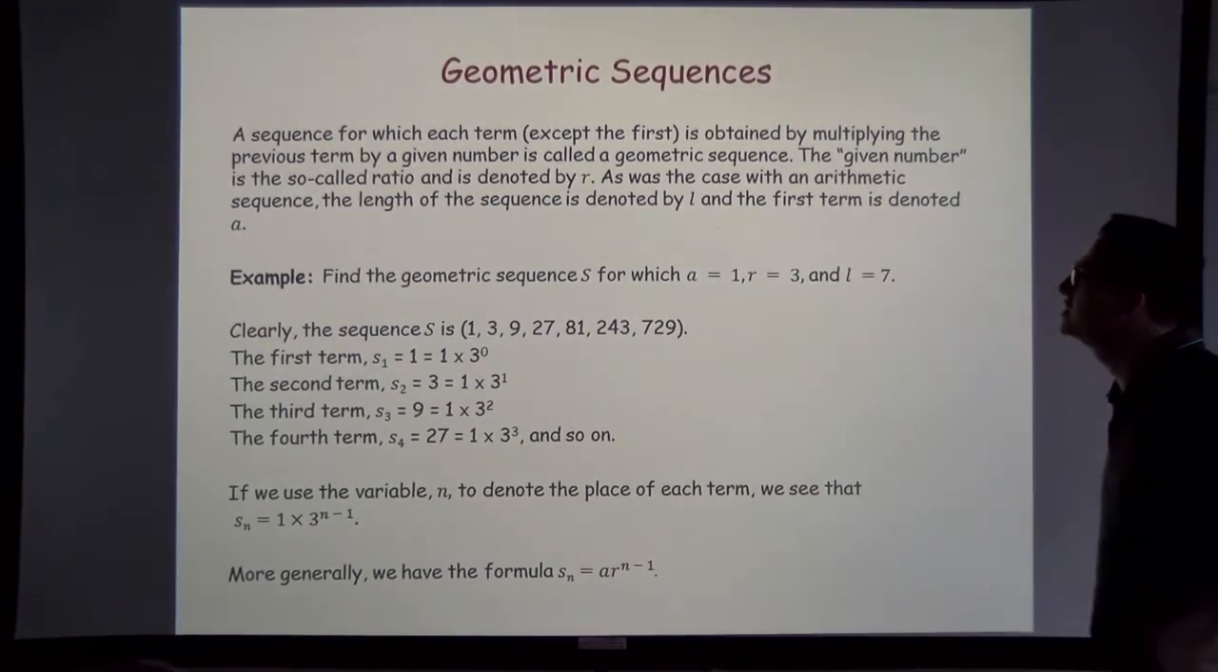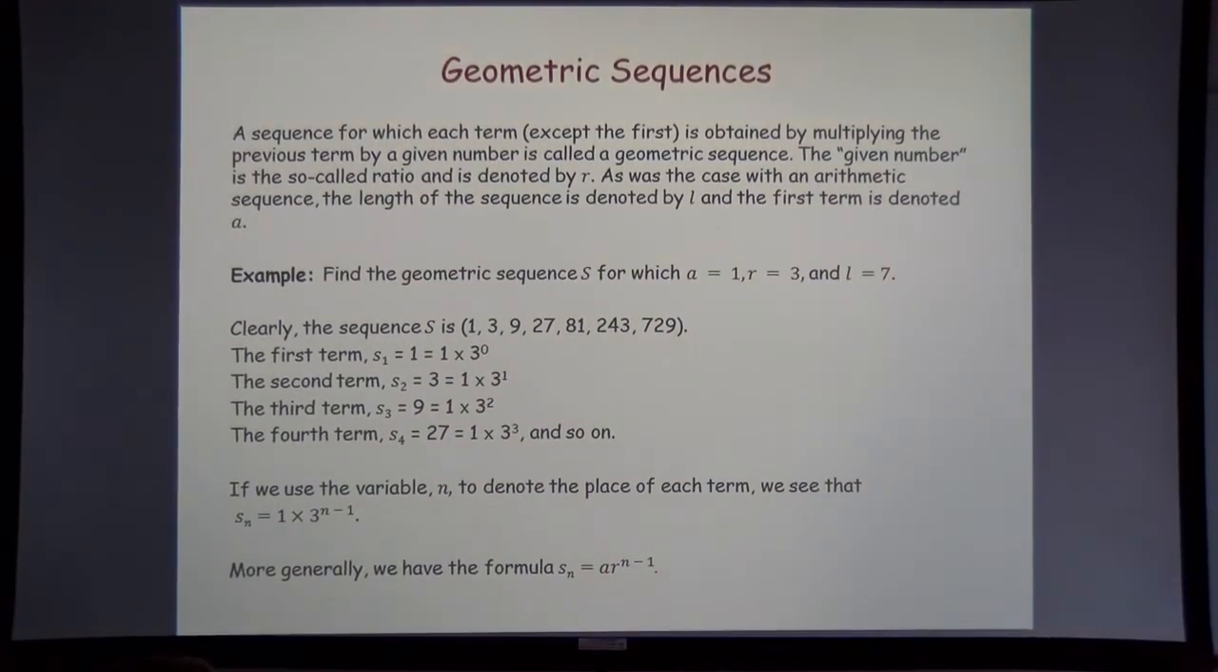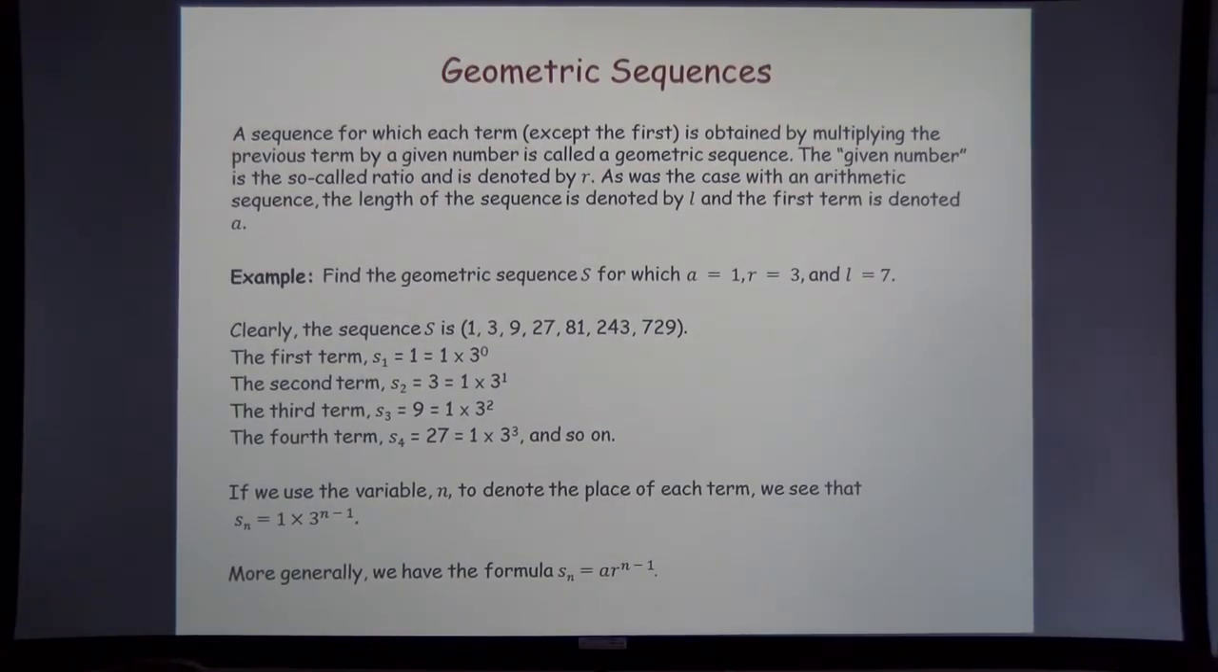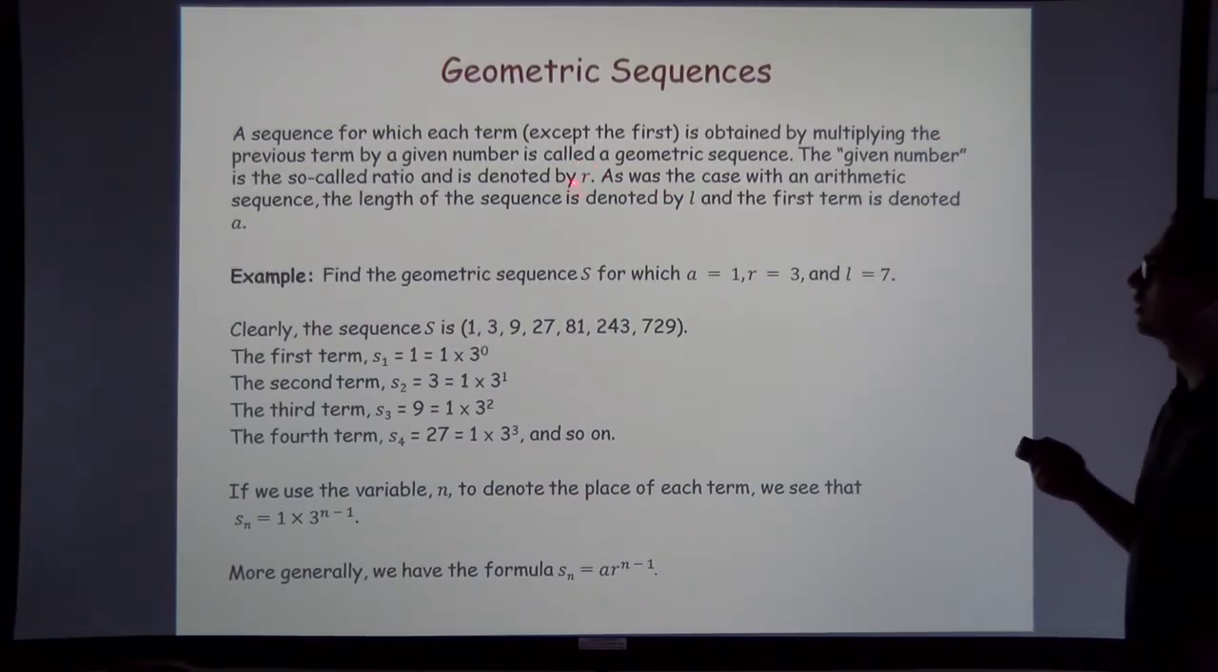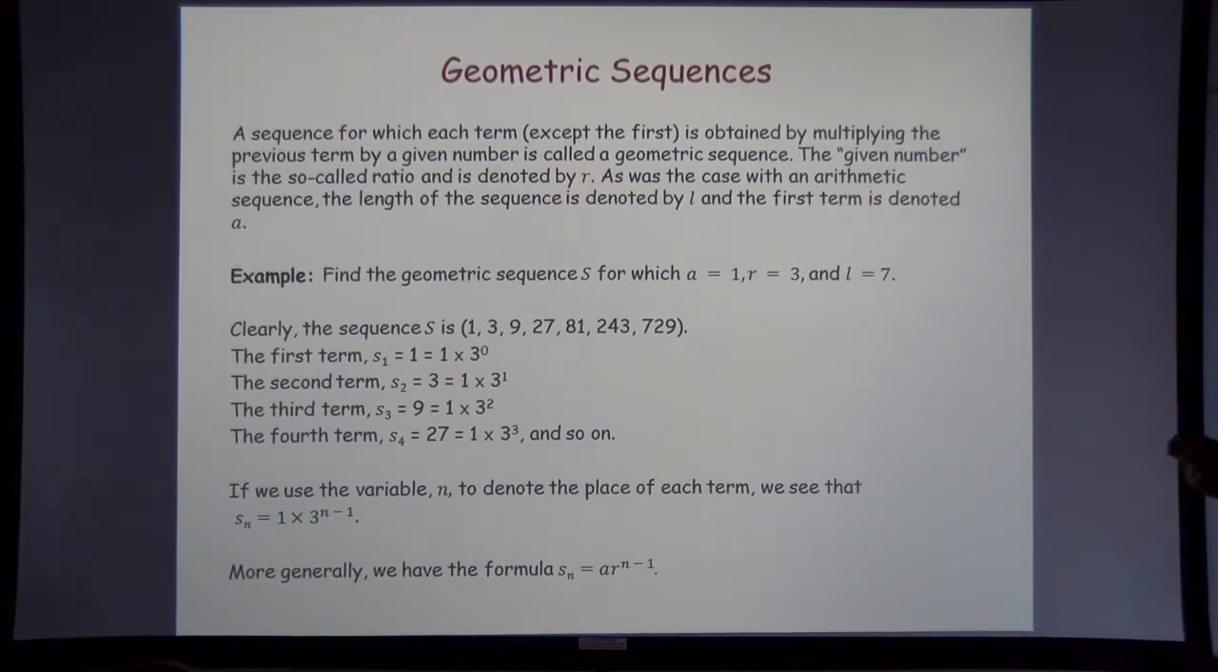Okay? A sequence for which each term except the first is obtained by multiplying the previous term by a given number is called a geometric sequence. The given number is the so-called ratio and is denoted by r. Okay? So now we're going to be using the r term. As was the case with the arithmetic sequence, the length of a sequence is denoted by L, and the first term is denoted by A.